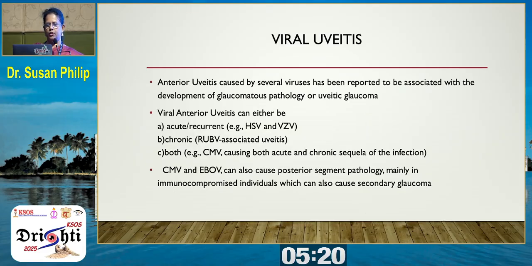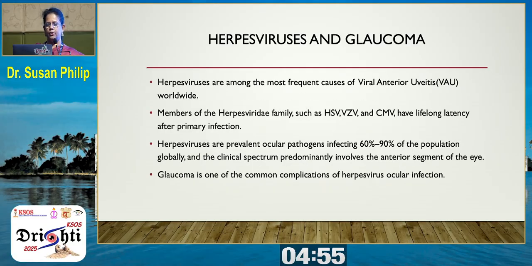So viral uveitis can present as acute onset as in herpes simplex virus, it can be chronic as in rubella virus, or both acute and chronic as seen in cytomegalovirus infection. Cytomegalovirus infection and Ebola virus infection can cause posterior segment pathology, mainly in immunocompromised individuals, which can also cause secondary glaucoma. So herpes viruses are the commonest viral infections which cause glaucoma.